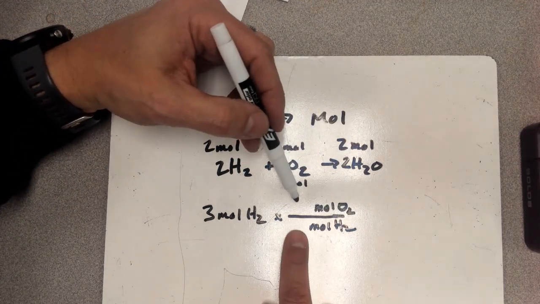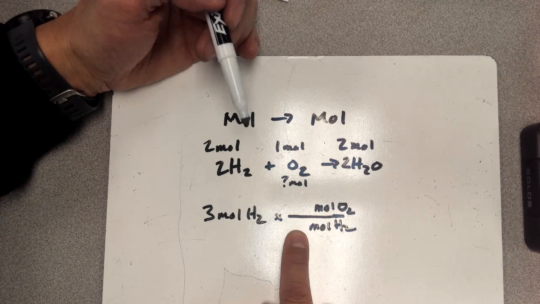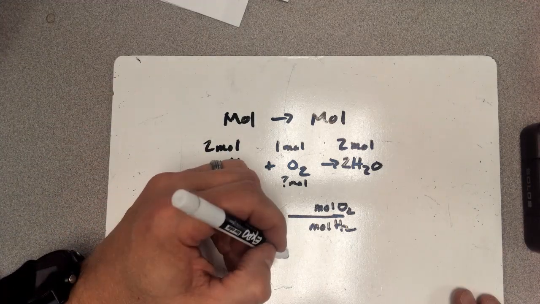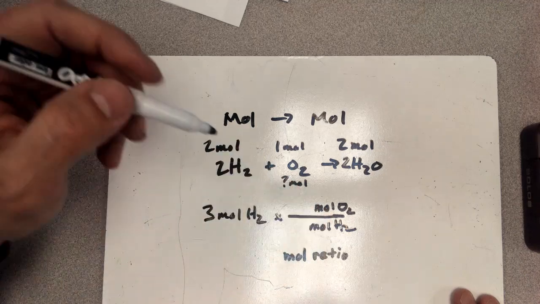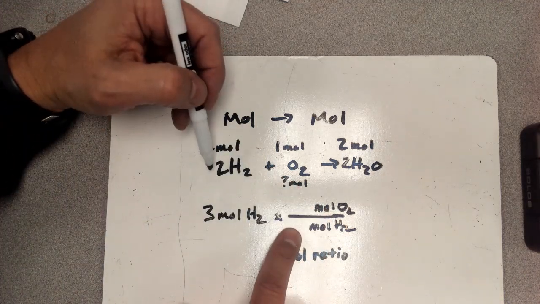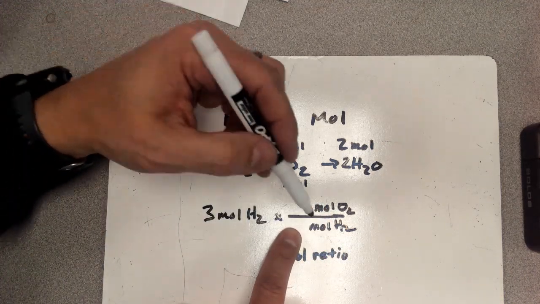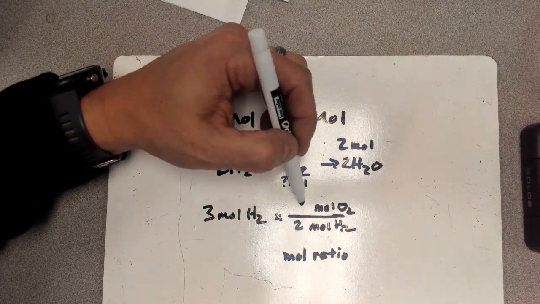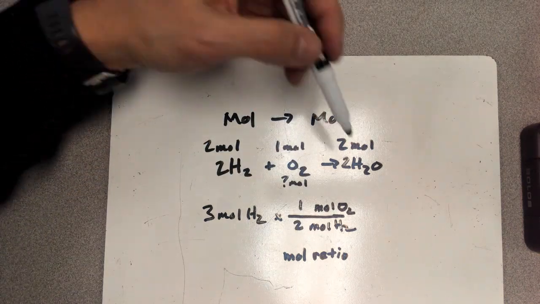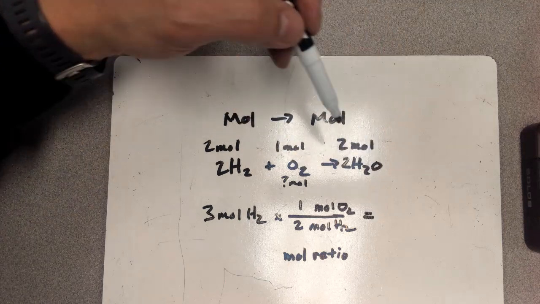Now, what goes in front will be my numbers that are in the equation. This is called a mole ratio. And these will always come from the coefficients. So I just go back to my equation. I got a 2 there, so I put a 2 on the bottom. I have an imaginary 1. It's going to go right here. And now we just solve the problem.